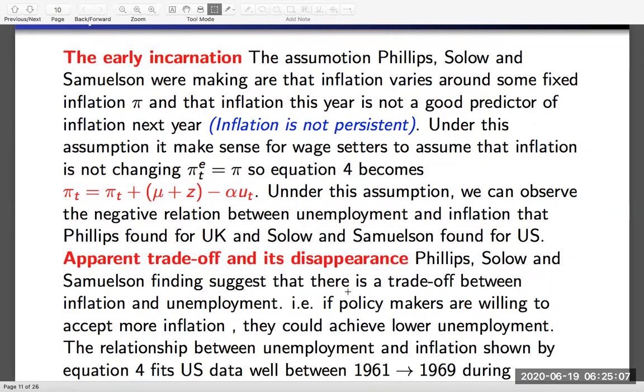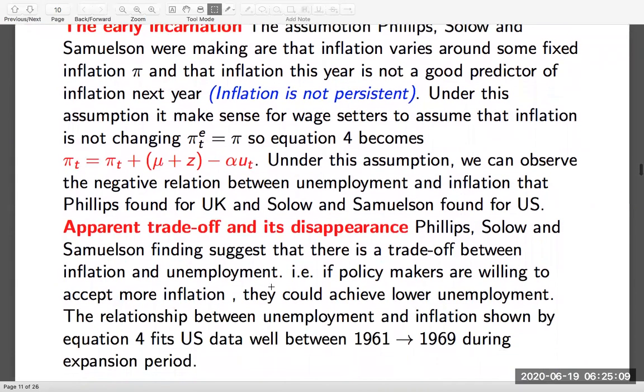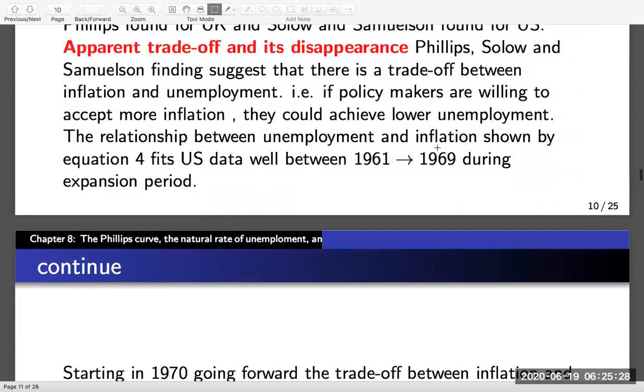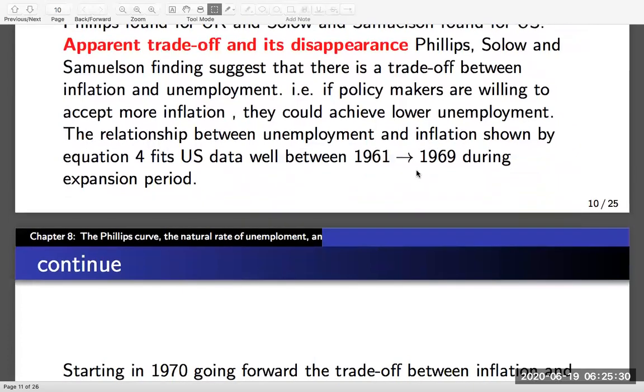The Phillips, Solow and Samuelson findings suggest that there is a trade-off between inflation and unemployment. That's what they said initially. But was that true? If policymakers are willing to accept more inflation, they could achieve lower unemployment. The relationship between unemployment and inflation shown by equation 4 fit the data very well during this time. But this is not true over time.